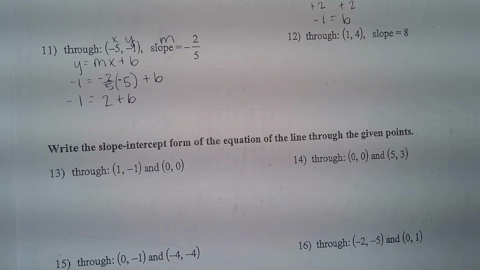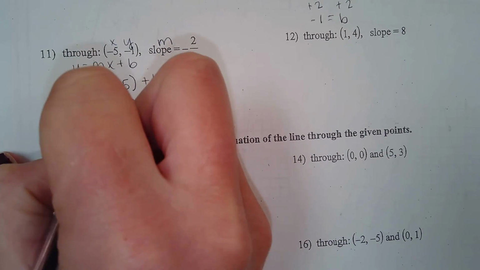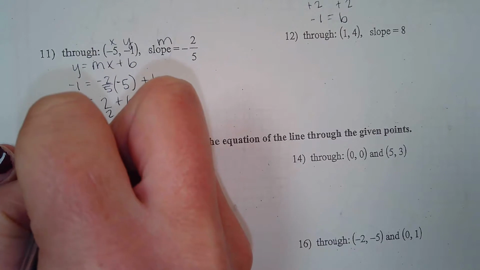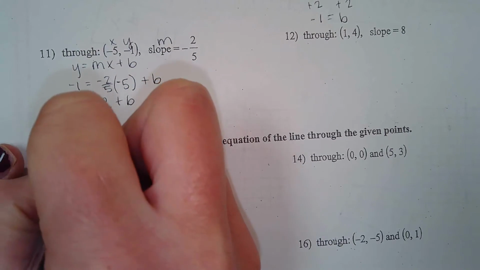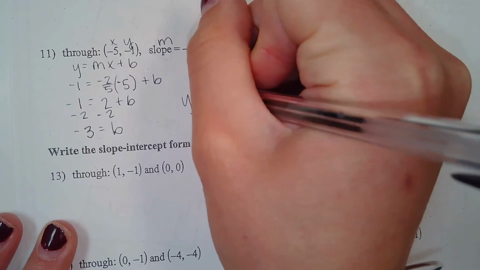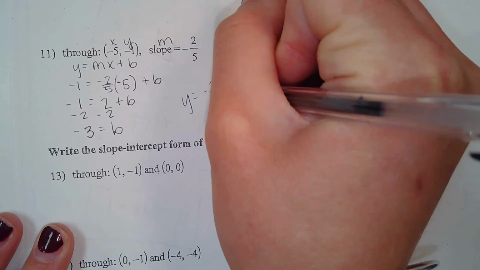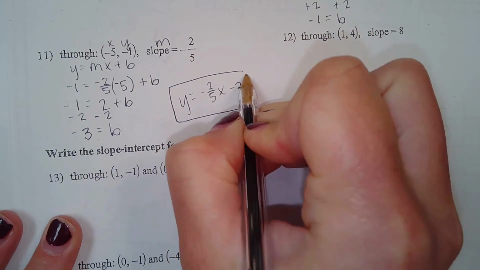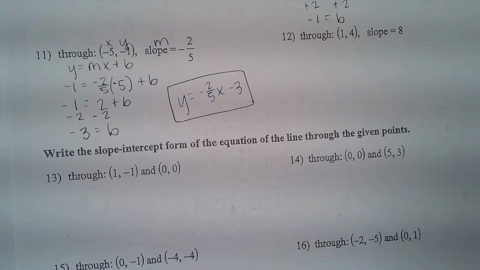What do we do from there? -2. So -1 and -2 gives you what? How are we going to write our answer? y equals -2/5 x minus 3. There you go. Minus... negative. Are we all right with that? Yes. So you're ready to do the rest on your own?